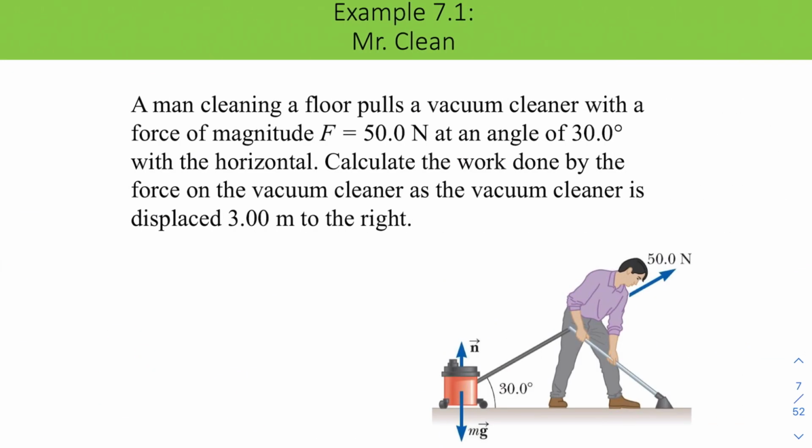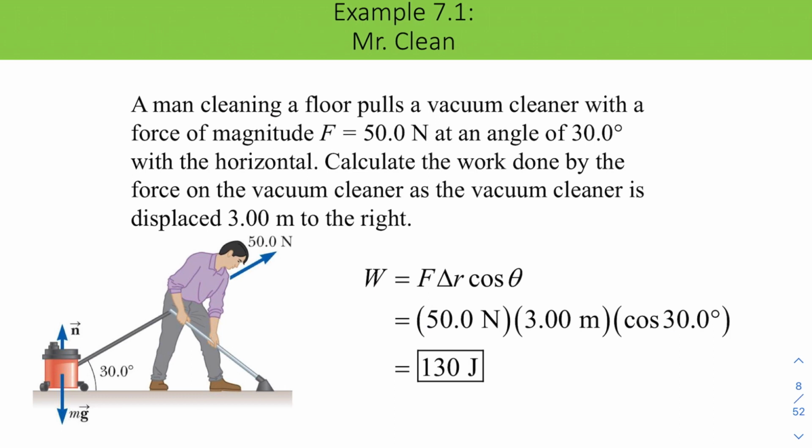So now example 7.1. A man cleaning a floor pulls a vacuum cleaner with a force of magnitude 50 Newton at an angle of 30 degrees with the horizontal. Calculate the work done by the force on the vacuum cleaner as the vacuum cleaner is displaced 3 meters to the right. So let's consider the force applied by the man is 50 Newton in this direction, and we have normal and weight experienced by the vacuum. The angle here is 30 degrees and the displacement to the right is 3 meters.